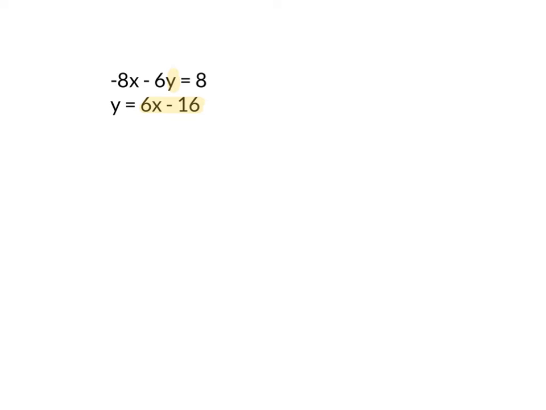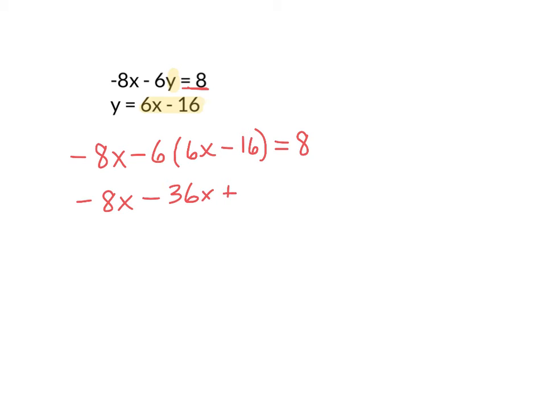So I'm going to rewrite that first equation exactly as is, minus 8x minus 6. But instead of y, I'm going to write what y is equal to. Y is equal to 6x minus 16. And then I'll finish the equation off, writing the end of that equation, equals 8. Now I just solve. I'm going to distribute minus 8x minus 36x plus, I believe that's 96, equals 8. That's minus 44x equals minus 88. A lot of 88s today. Divide by that minus 44. And I get a nice easy answer of x equals 2.